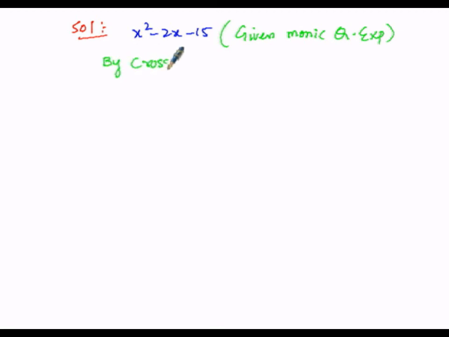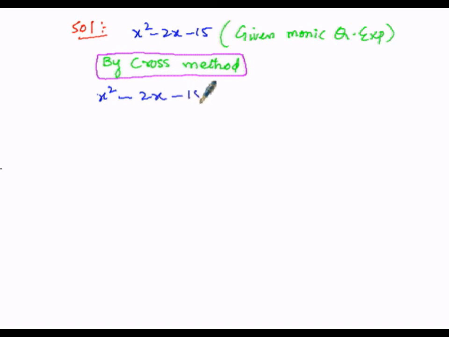So in our solution we have to factorize. Here x square minus 2x minus 15 is the given Monic quadratic expression. In order to factorize, I am going to apply the cross method. By the cross method we can factorize the expression, that is x square minus 2x minus 15.